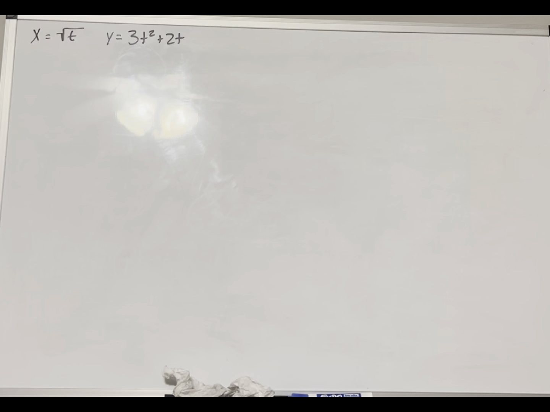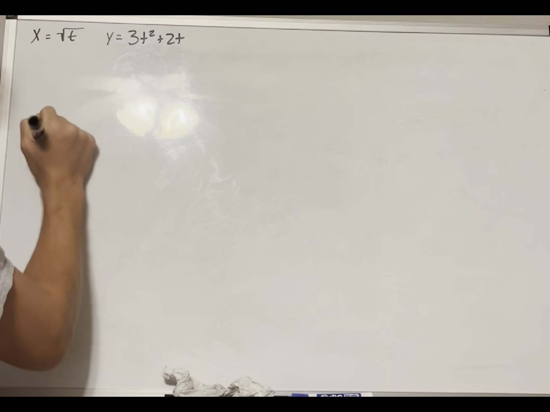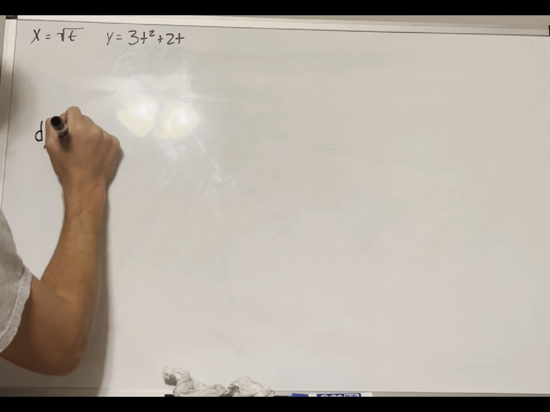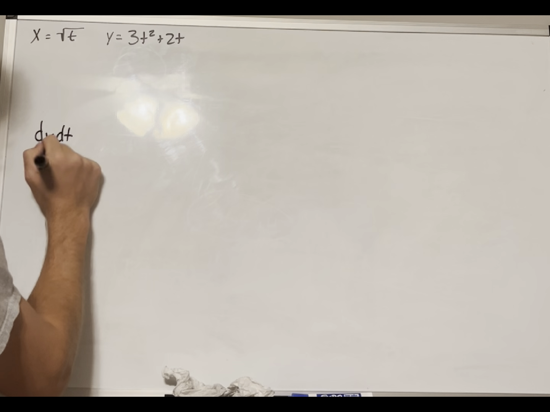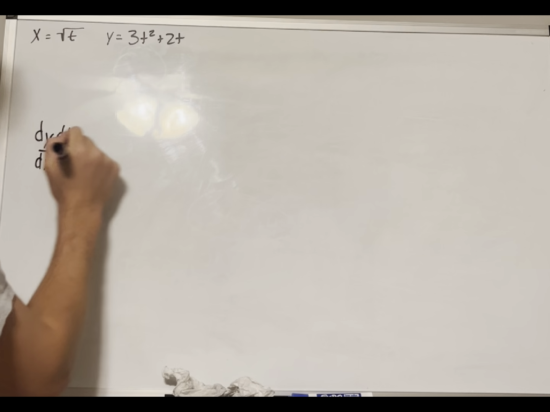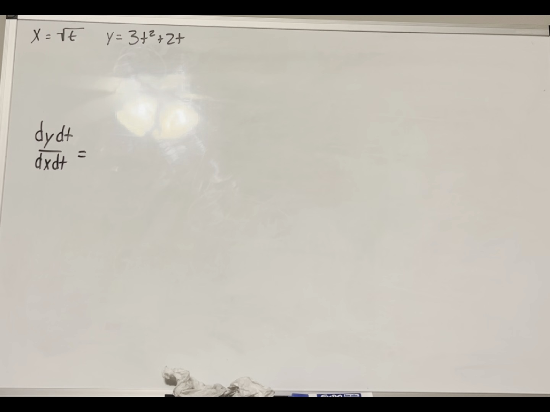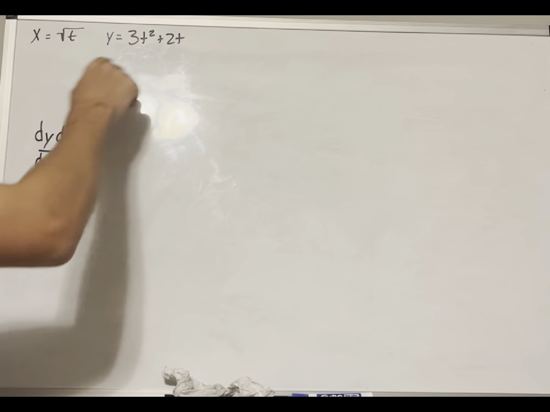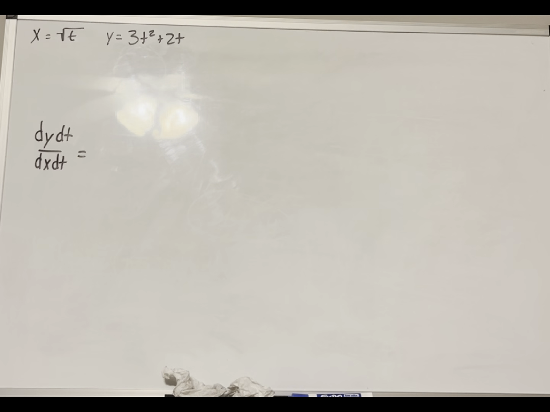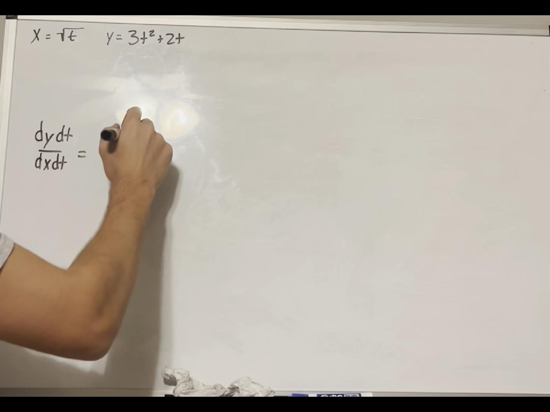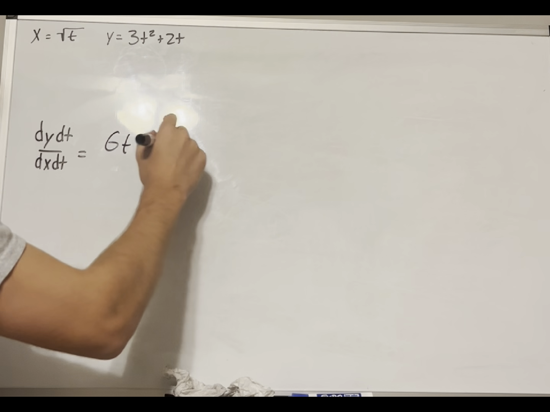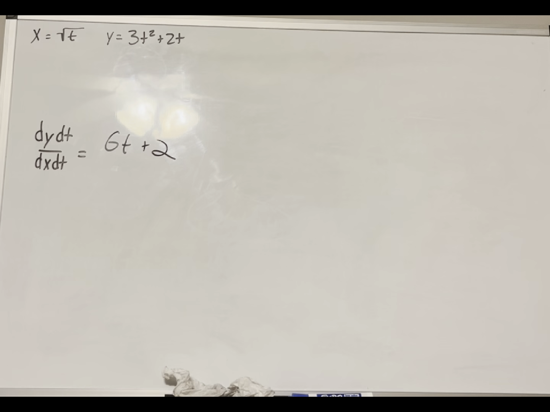All right, this is number 3 on that same page. So the first step is to find, I'm trying to avoid the glare. The first step is to find dy dt over dx dt, which is the derivative of y divided by the derivative of x. So this is simple. I'm going to take this just off the bat. 6t plus 2 using the power rule.